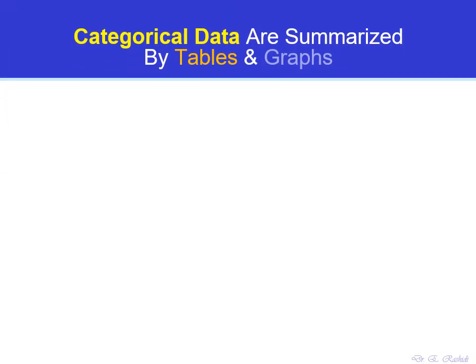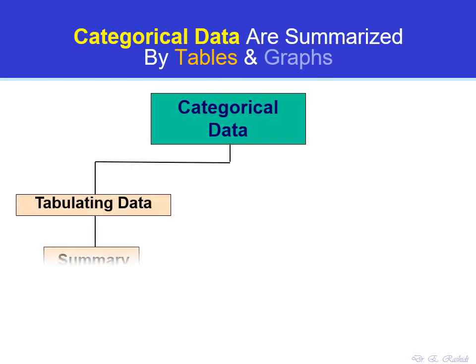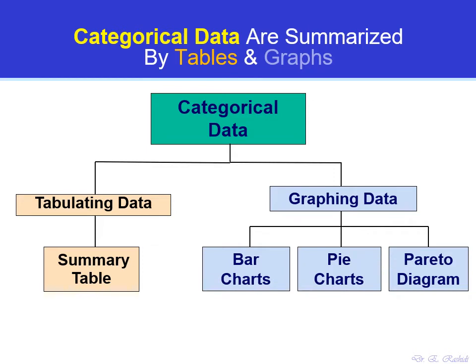Organizing and summarizing categorical data using tables and graphs. We can summarize and organize categorical data by tabulating them using a summary table, or we can do that via graphs. We can use bar charts, pie charts, and Pareto diagrams to graph the data.